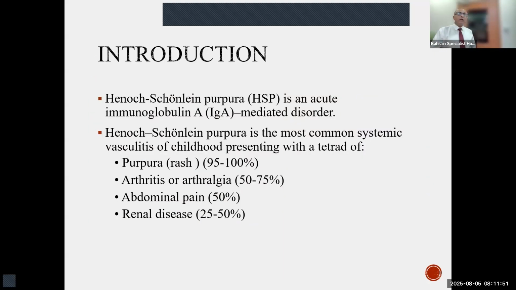So I'll give a brief introduction about HSP, or Henoch-Schönlein purpura. It's an acute immunoglobulin IgA mediated disorder, and HSP is the most common systemic vasculitis of childhood, presenting with a triad of purpuric rash, arthralgia, abdominal pain, and renal disease. Almost 95 to 100% of cases will present with purpuric rash.